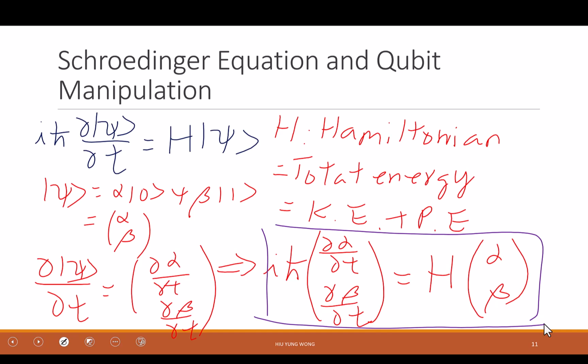Don't get confused, don't stress out when you hear about this equation. Particularly for a qubit, it's very simple. It's just a 2 by 2 equation, a 2 by 2 matrix.